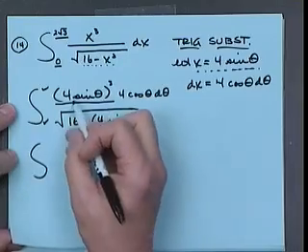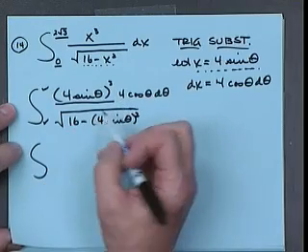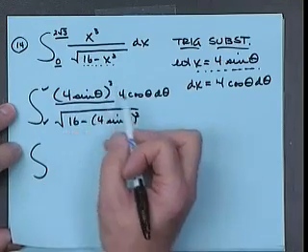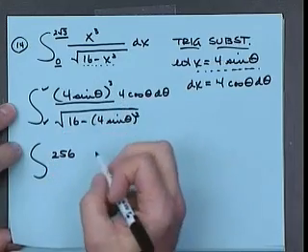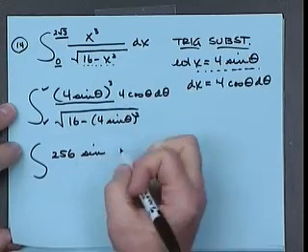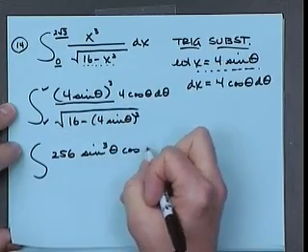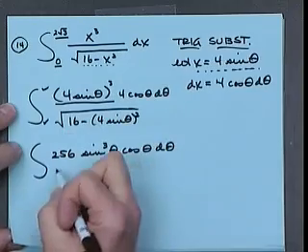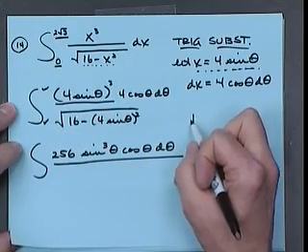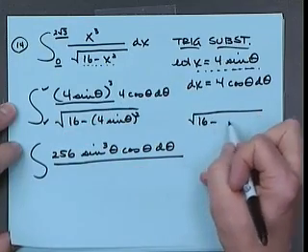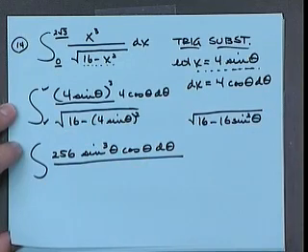All right, 4 cubed, and then we've got another 4. So what is that, 256? Is that right? 4 cubed is 64 times another 4, 256. We've got a sine cubed. We've got a cosine. The denominator is going to be 16 minus 16 sine squared theta. Is that right?